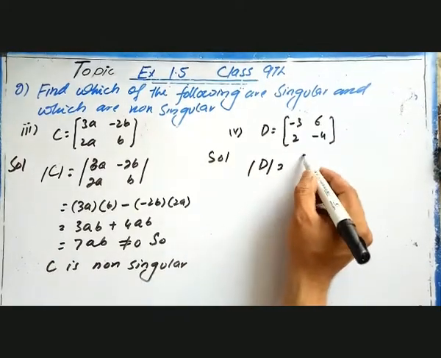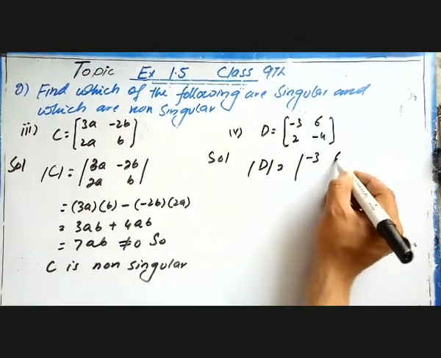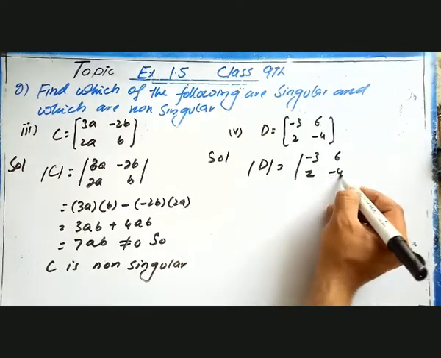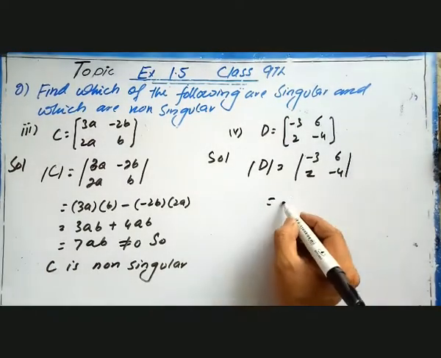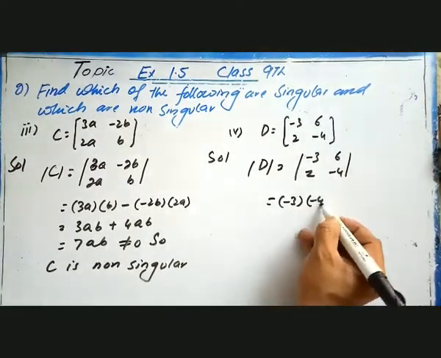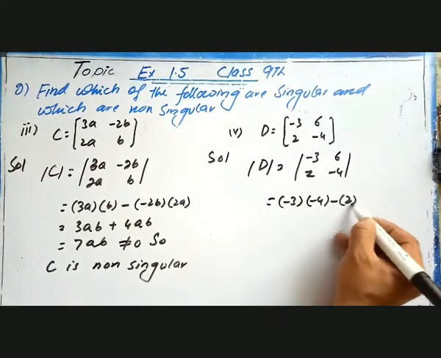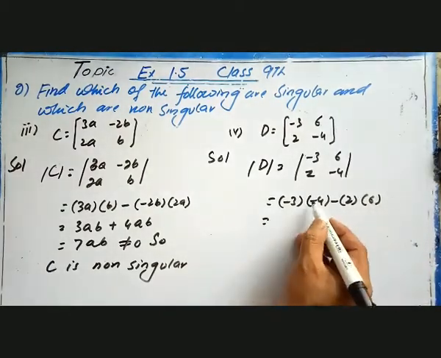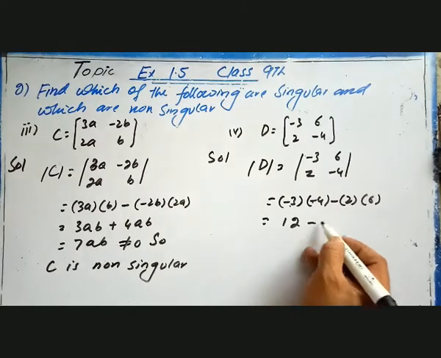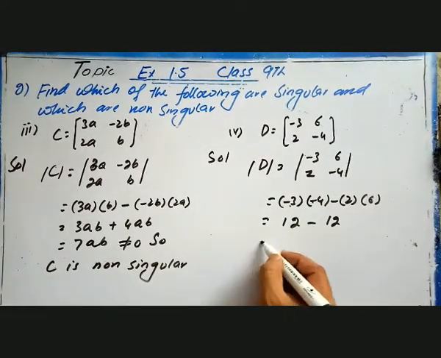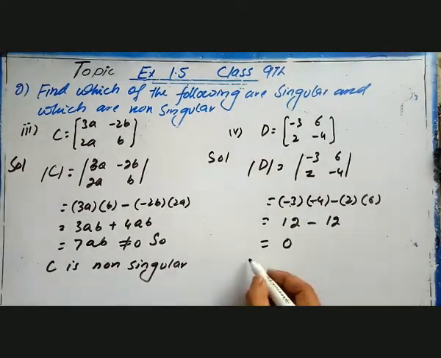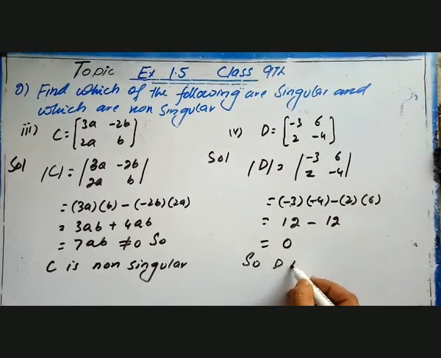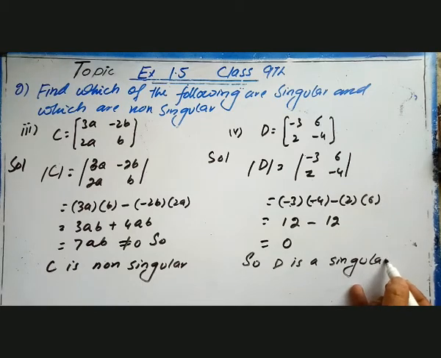Determinant of D will be equal to -3, 6, 2 and -4. So minus 3 into minus 4 minus 2 into 6. So minus minus plus, 3 4s are 12, minus 6 2s are 12. So it gave us a 0. So D is a singular matrix.